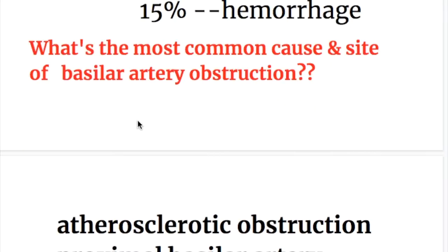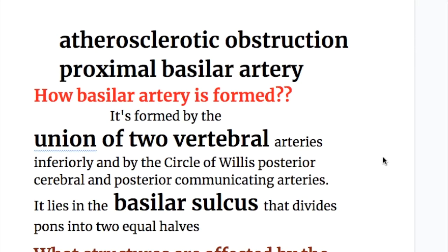What's the most common cause and site of basilar artery obstruction? Atherosclerotic obstruction of the proximal basilar artery. Syndrome may also be due to occlusion of the vertebral arteries.